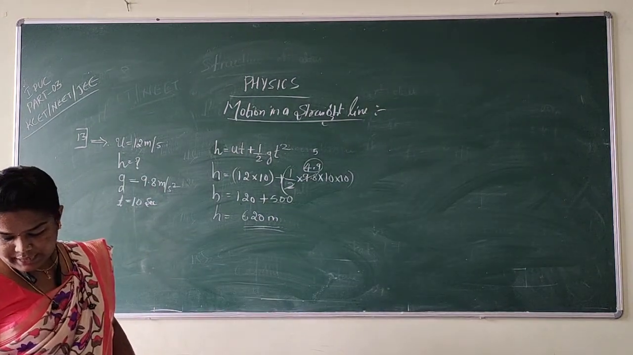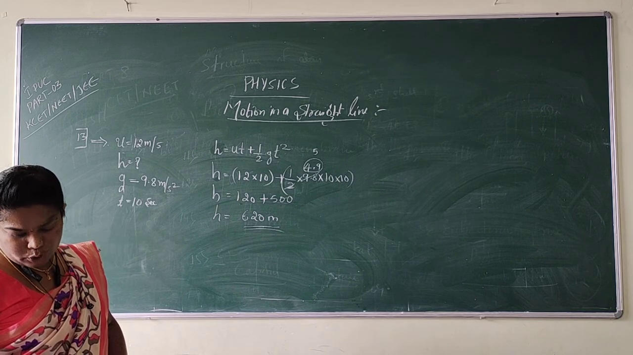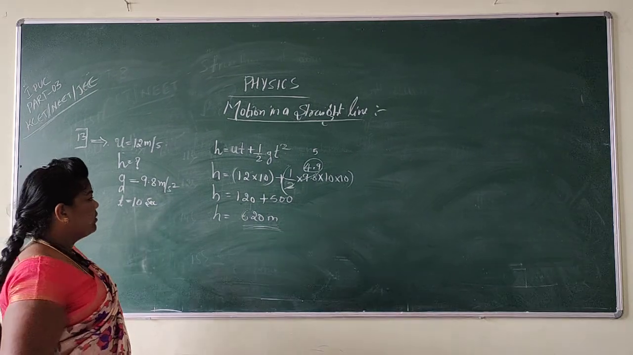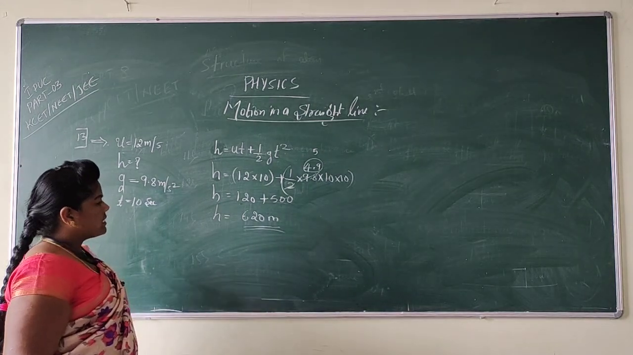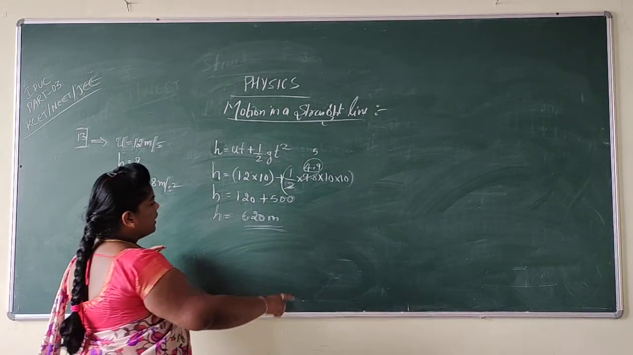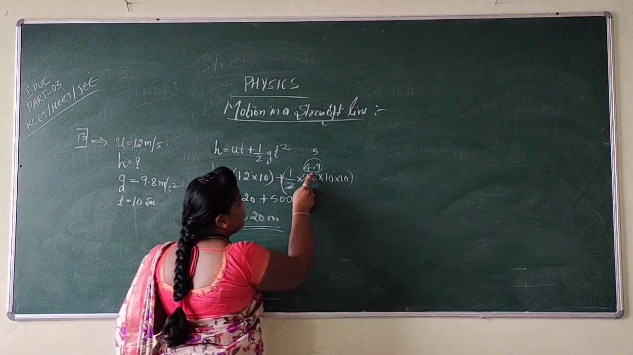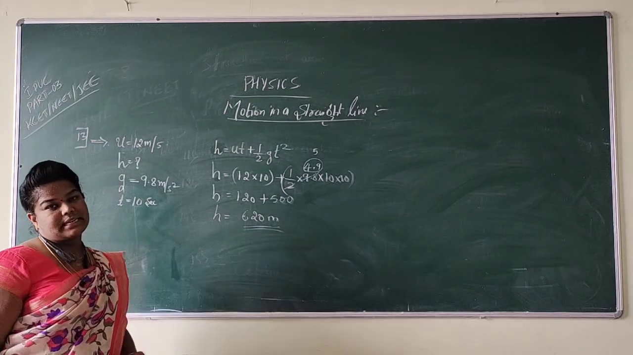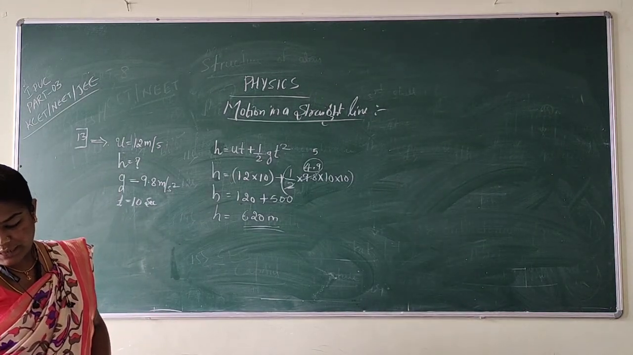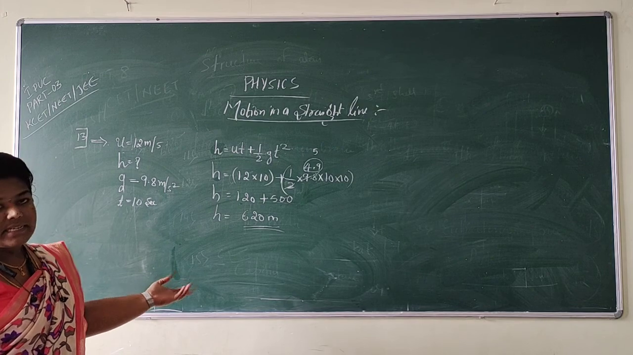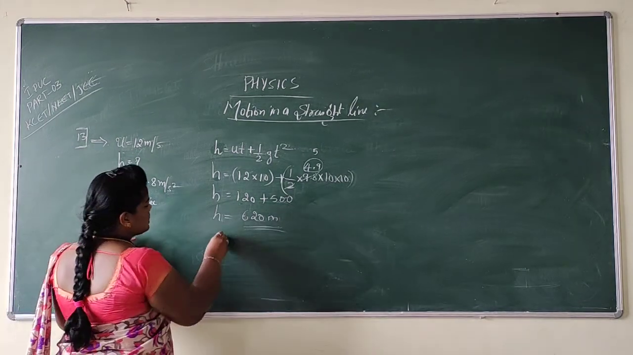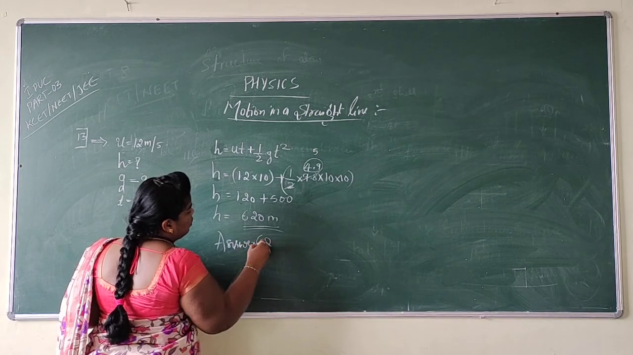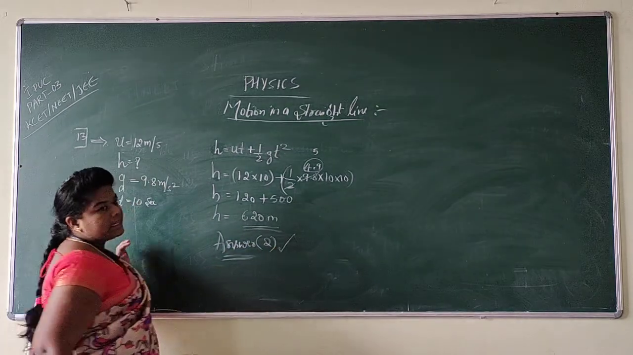So which option is right? Option 2 with 610 meter is the right answer. Here we rounded 4.9 to 5. If you do not round it to 5, then definitely you would get 610. So the one which is very near to our answer is 610 meter. Option 2 is the right answer.